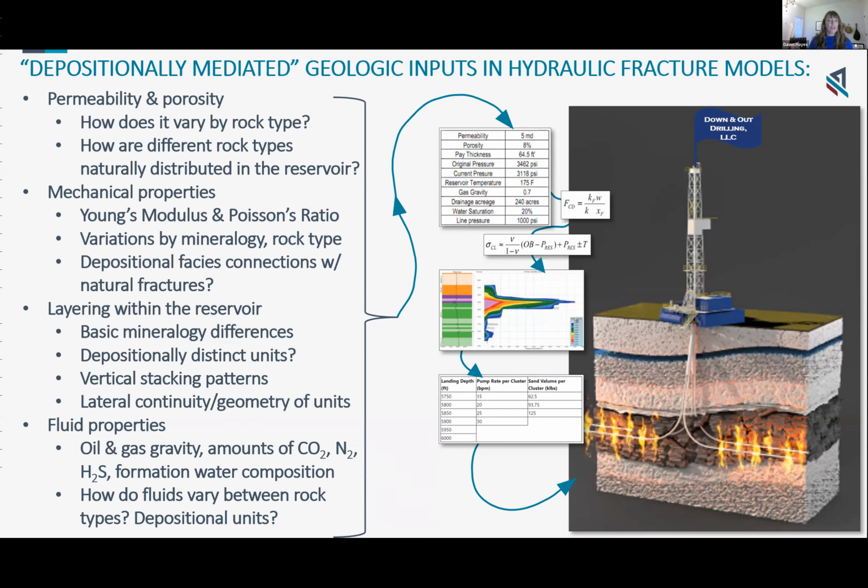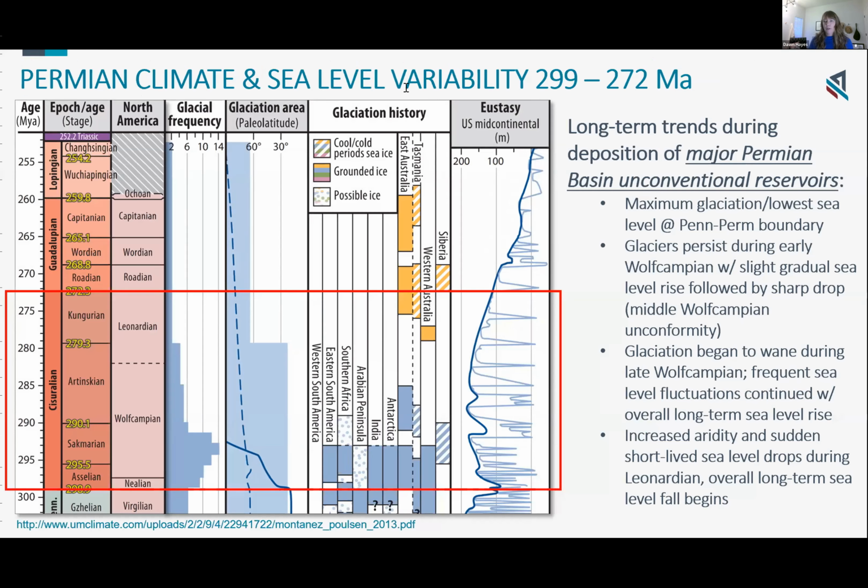So I'll touch on a few of those things with examples from the Permian Basin. Won't get to everything, but I will get through as much as I can. If we're going to talk about the Permian and these unconventional reservoirs, we're going to focus on deposition between about 299 and 272 million years ago.